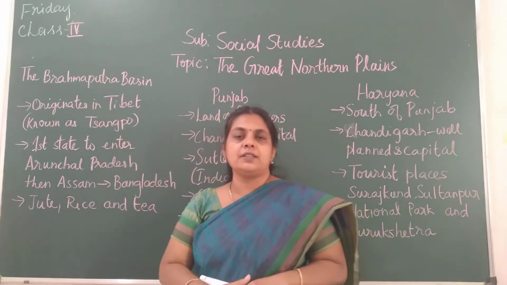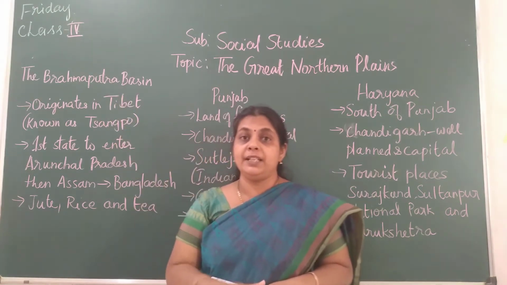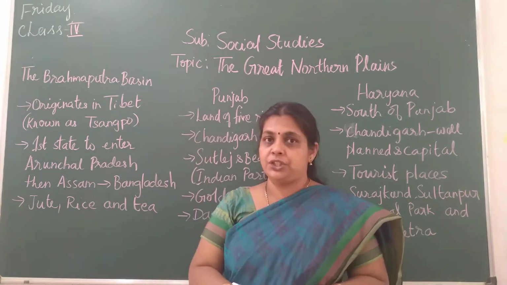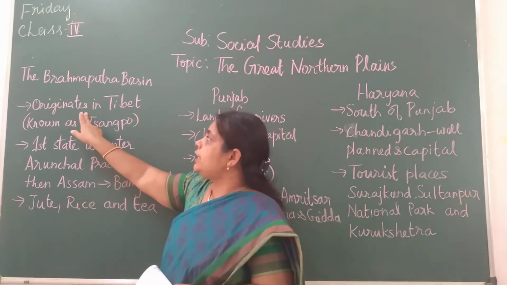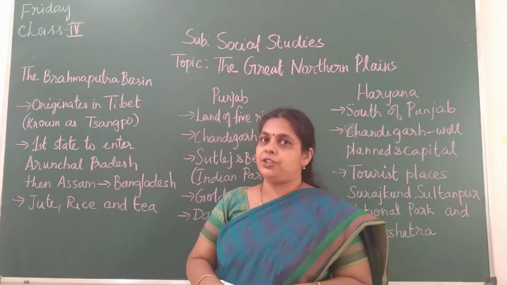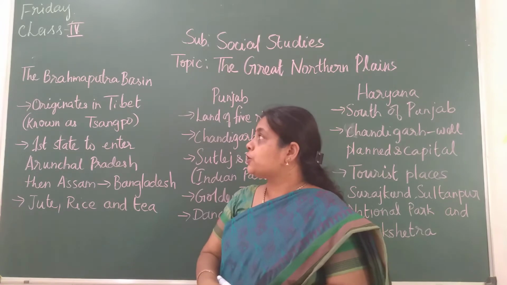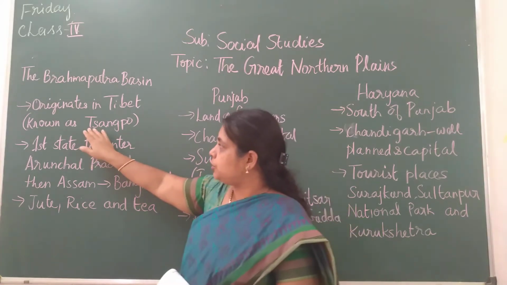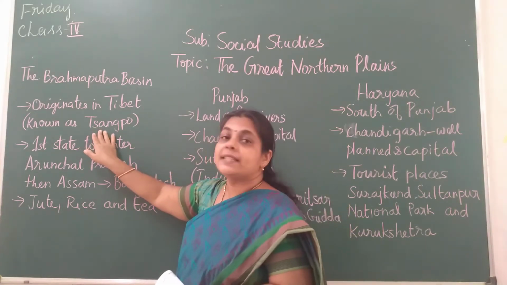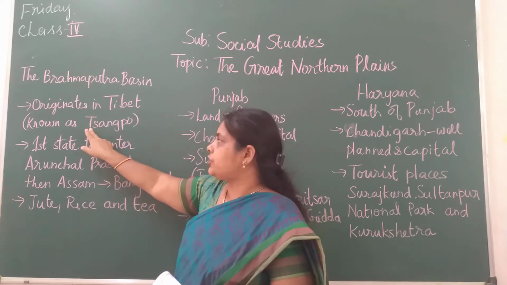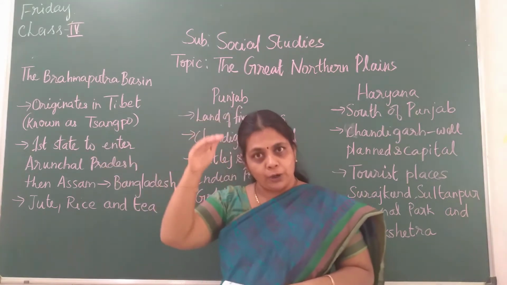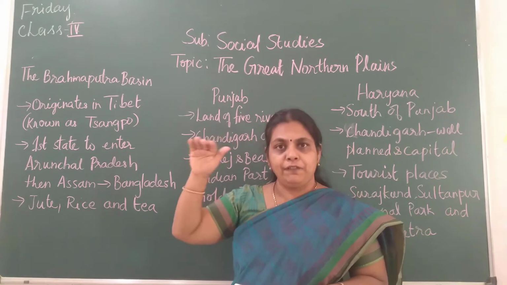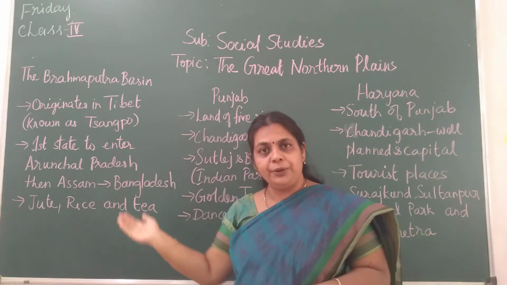In your online class also I have shown the place where the Brahmaputra flows, children, in the northeastern states. It originates in Tibet, children. When it flows through there, it is known as Sangpo. The T is silent, children. So the river is known as Sangpo. It originates in Tibet and flows, coming to India, children.